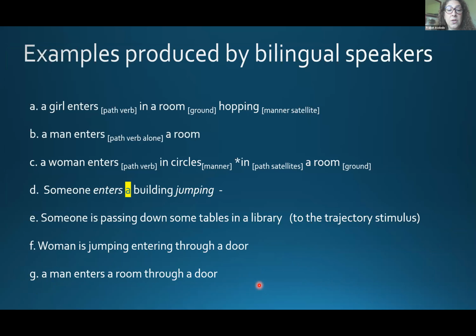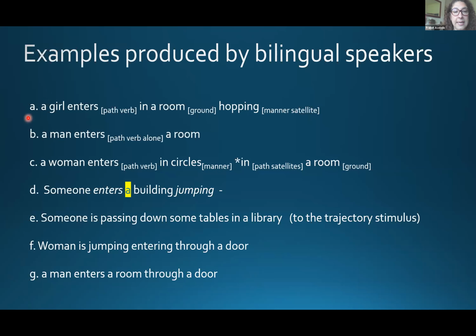Thank you, Jackie. So here we have some interesting examples produced by these bilingual speakers in English, and we can see how they are adapting not only the correct use of grammatical categories such as prepositions, but also the presence of some of this motion construal from the other language, so from Spanish to English. So look at these examples.